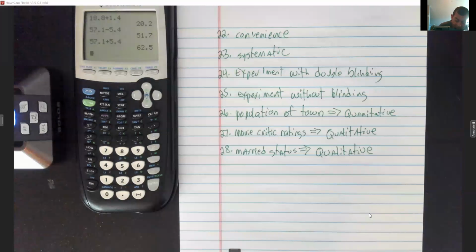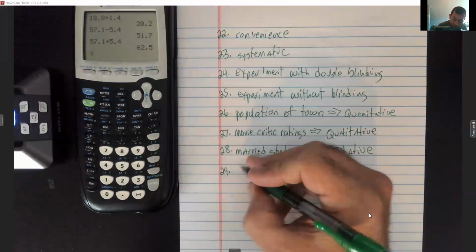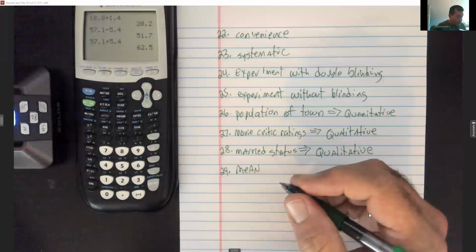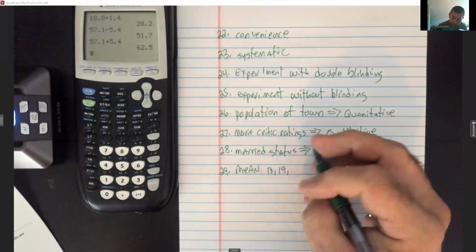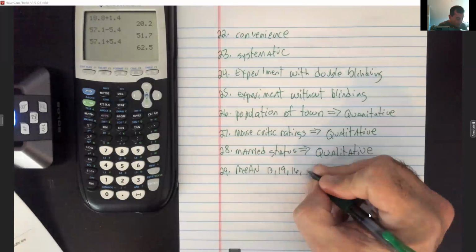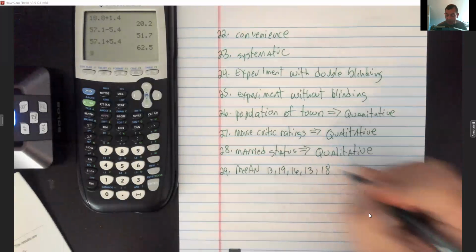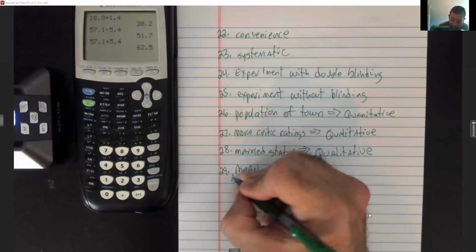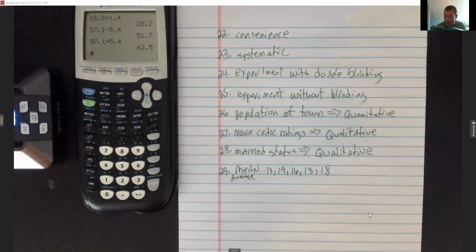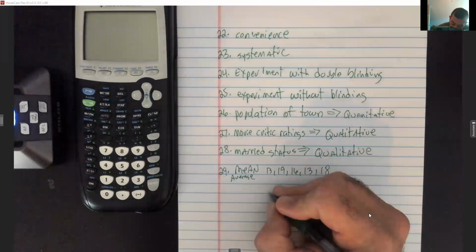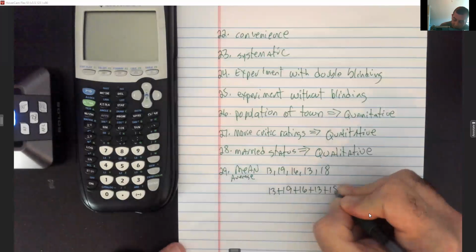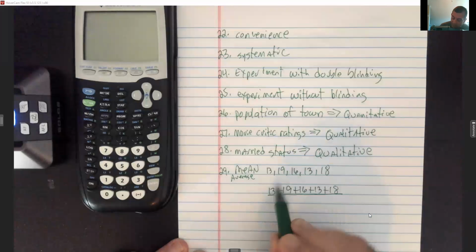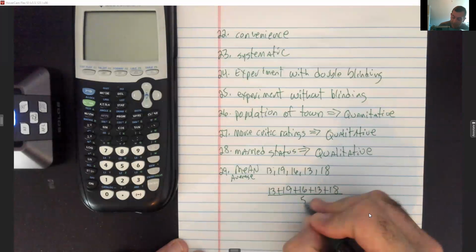All right, 29. Find the mean. So find the mean for the given data. So I got 13, 19, 16, 13, and 18. Remember, the mean is the average. To find the average, you add them all up and divide by how many you had. So I'm going to add 13 plus 19 plus 16 plus 13 plus 18, and I'm going to take that whole total, and I had 5 tests, so I'm going to divide by 5 and see what that gives me.